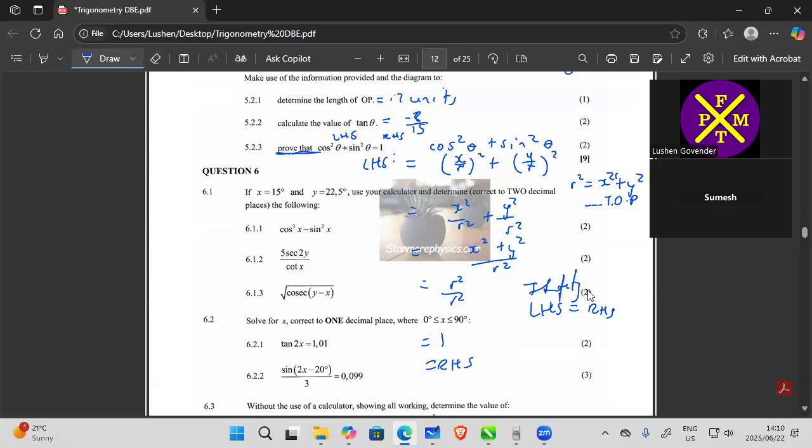But it's just a technique or way of doing it. Prove the left-hand side, show that the left-hand side is in fact 1, which is in fact the right-hand side. So left-hand side equal to right-hand side. Understood, Sumesh? You want me to go over that again? Yeah. Okay, cool. Let's do this again, right?